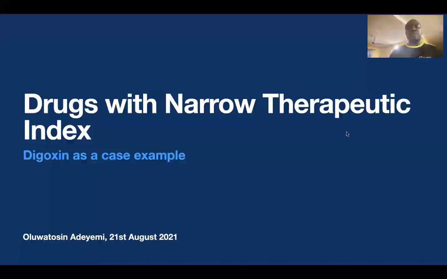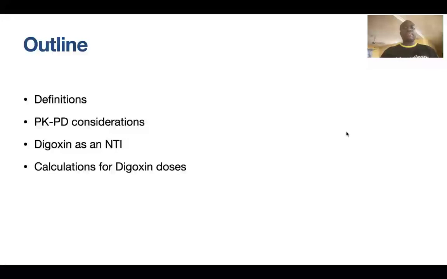So, by way of outline, we're going to look at definitions for narrow therapeutic index. We're going to look at the pharmacokinetic and pharmacodynamic considerations for narrow therapeutic index drugs. We're also going to quickly look at digoxin as an example, and then we'll see a few calculations as an example.